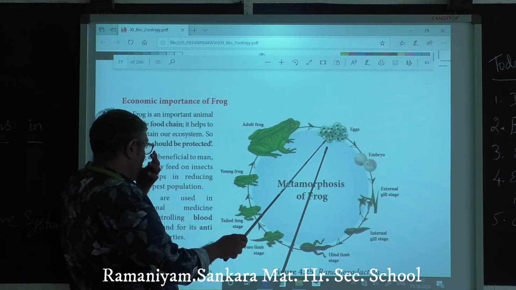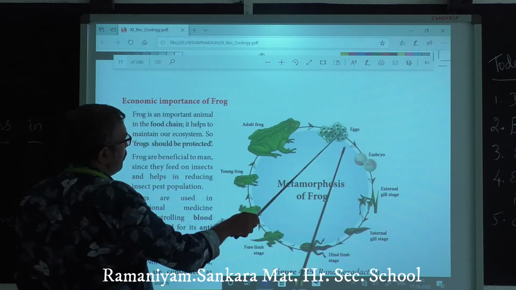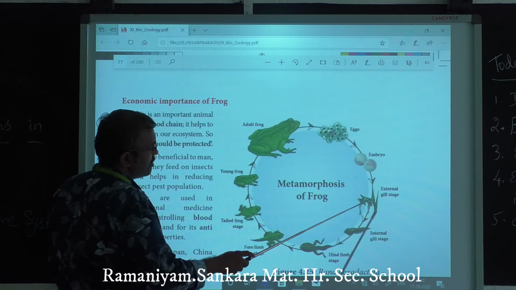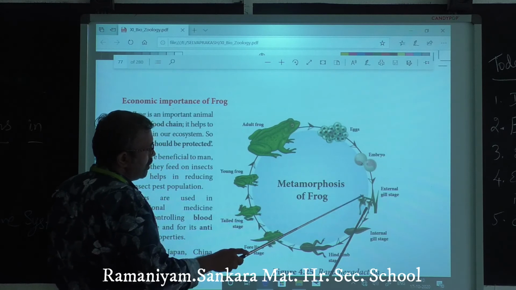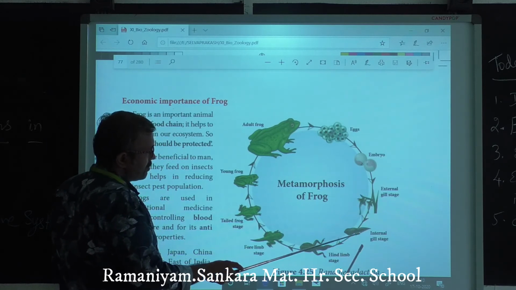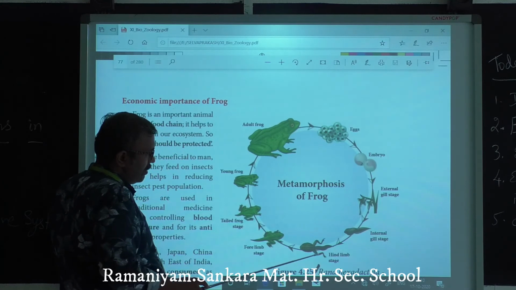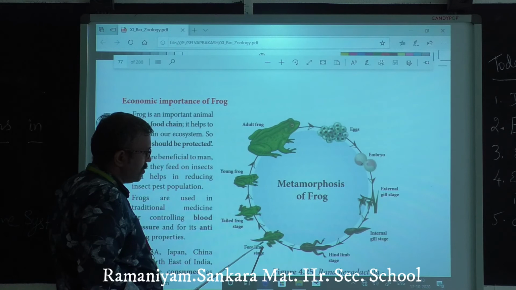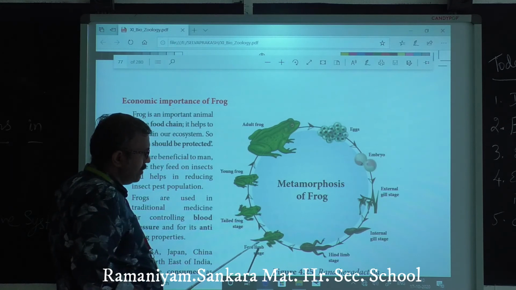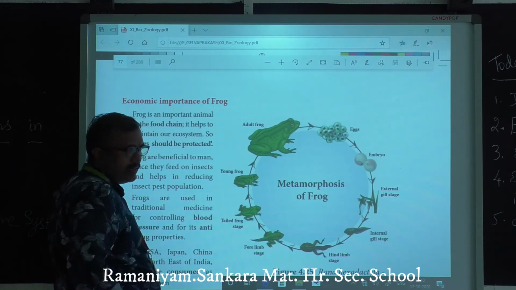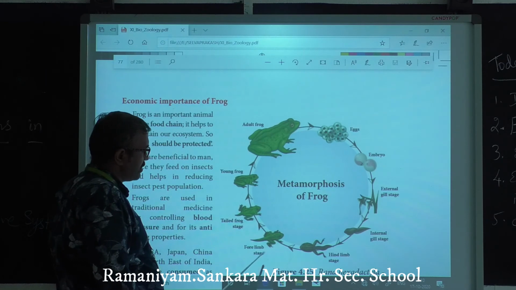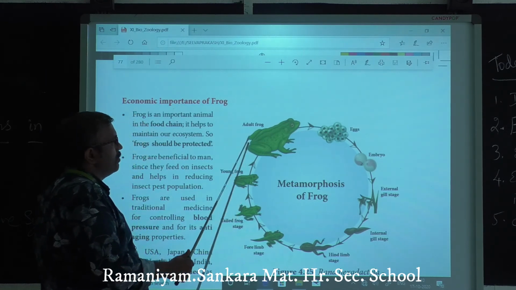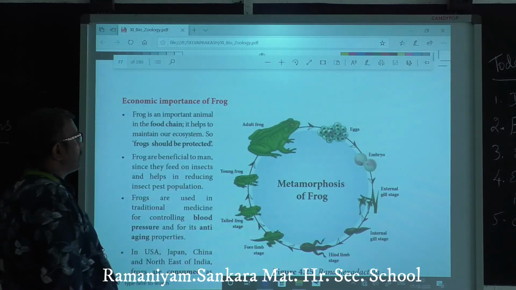The egg undergoes external fertilization. Then the embryo is formed. That is the external gills stage. That is the tadpole. After that comes the gill stage, then the limb stage. After that the gills and tail disappear. That is the four-limb stage, the tailed frog stage, the young frog, then the adult frog.